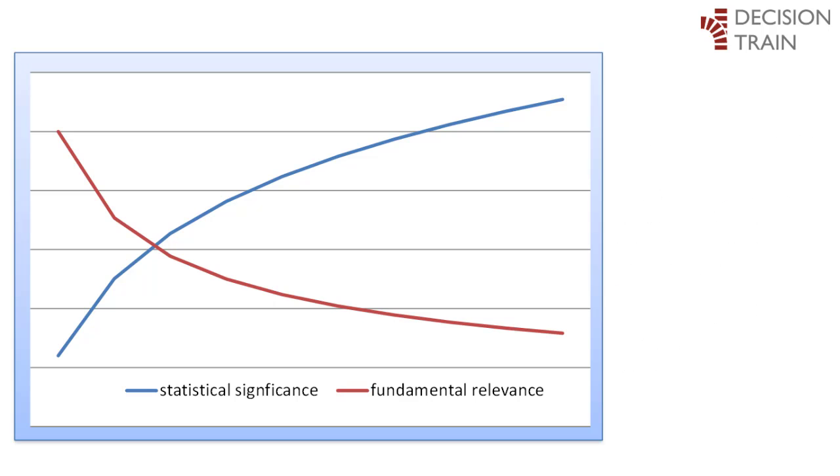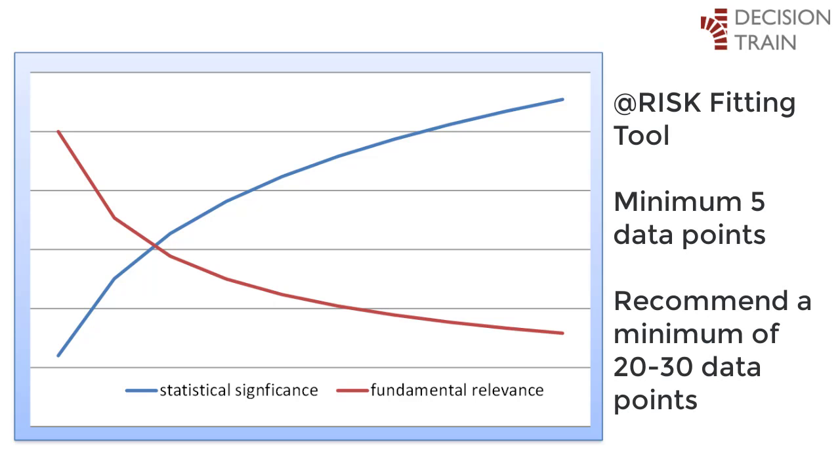Having said that, consider that @RISK's fitting tool can do a fitting with a minimum of 5 data points. However, in order to start achieving some level of goodness of fit, you may need a minimum of 20 to 30 data points, depending on the textbook that you quote.